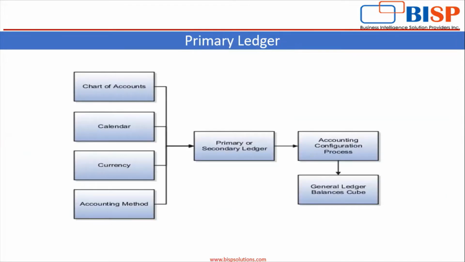Primary ledger. In the given image, you can see that primary ledger has 4 C's. Now, what is primary ledger? A primary ledger in Oracle Fusion is where all the primary accounting information will be maintained. A primary ledger will have 4 key objects assigned to it. That is chart of accounts, calendar, currency, and accounting method. This is the accounting configuration. All the accounting configuration done in primary ledger helps in our accounting transaction.